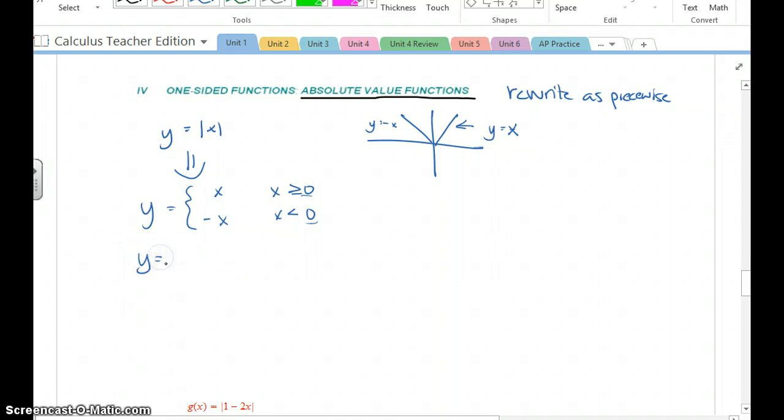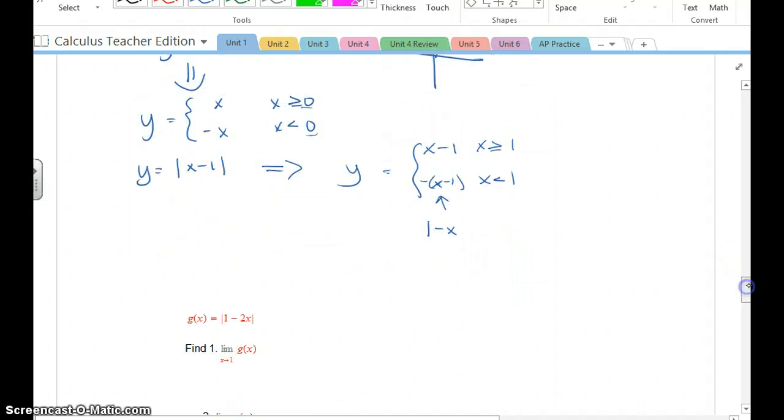So another example, what if I had y is equal to the absolute value of x minus 1? Okay, so hopefully we have an idea what that looks like. It's moved over to the right, but even if you didn't know that, I know that the turning point is where the function is equal to 0, which is when x is equal to 1. So this is going to be rewritten as y is equal to, it's just itself when x is greater than or equal to 1, but it's the opposite of itself when x is less than 1, right? I could rewrite this right here as 1 minus x if I wanted to, but just so you can see, it's just the opposite of itself when it's to the left of its turning point, if you will.